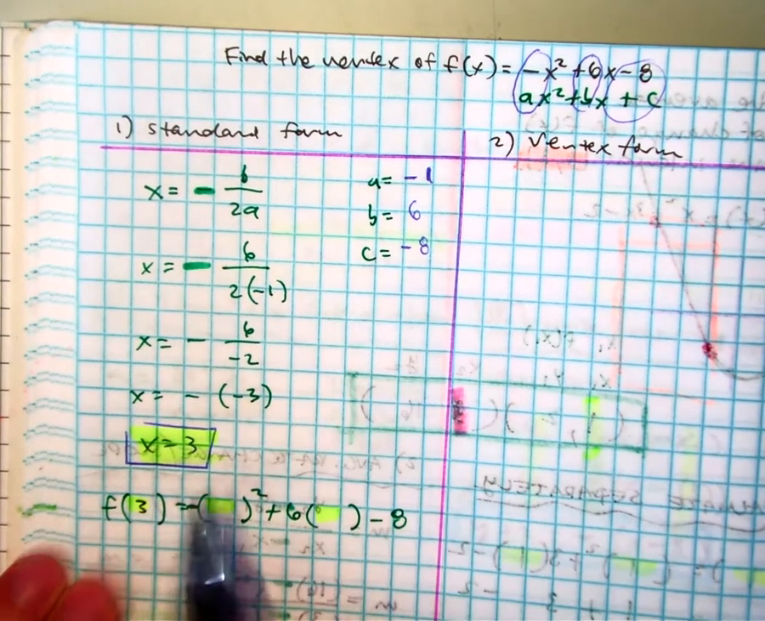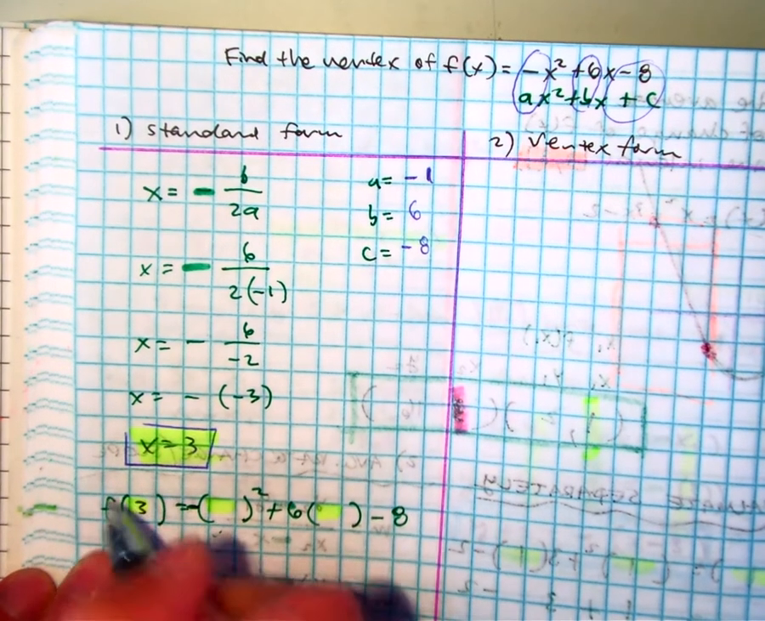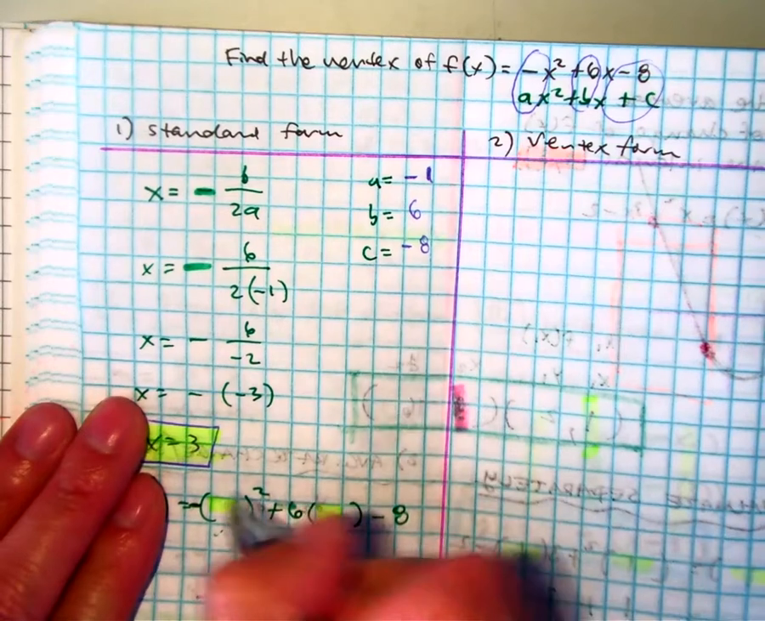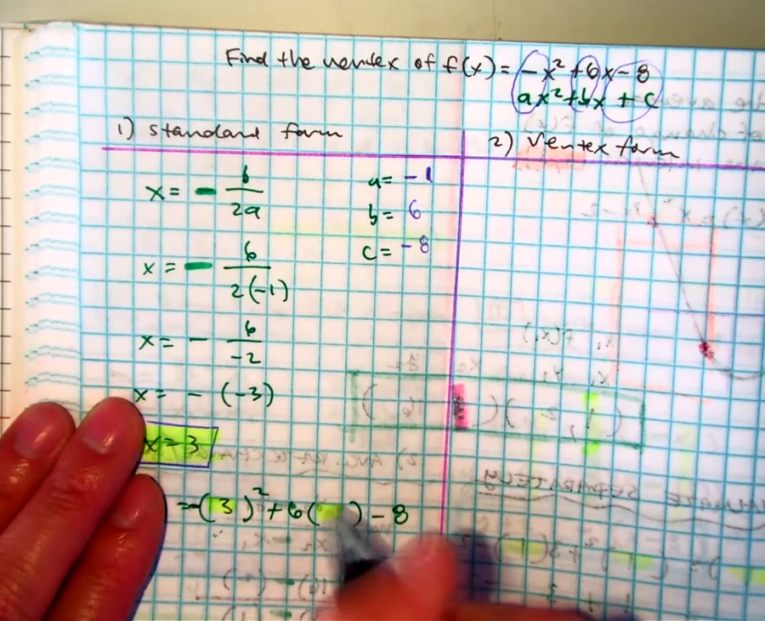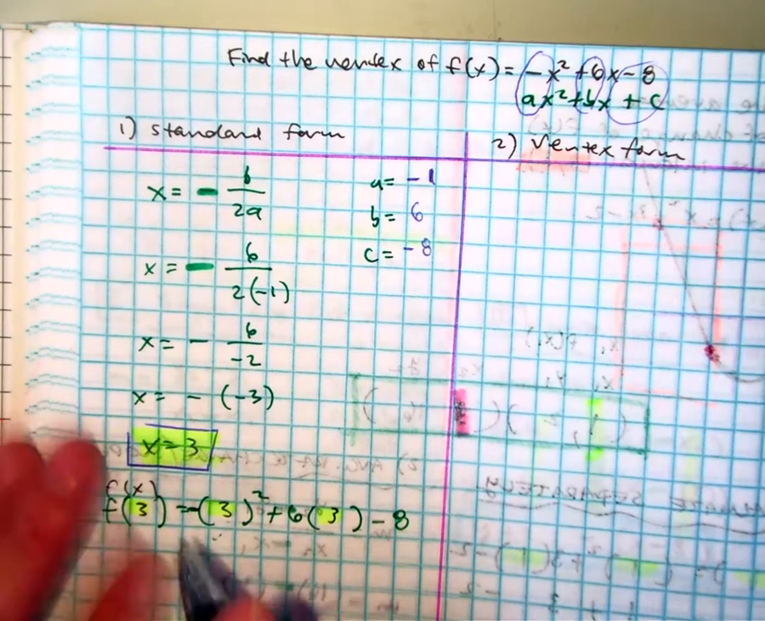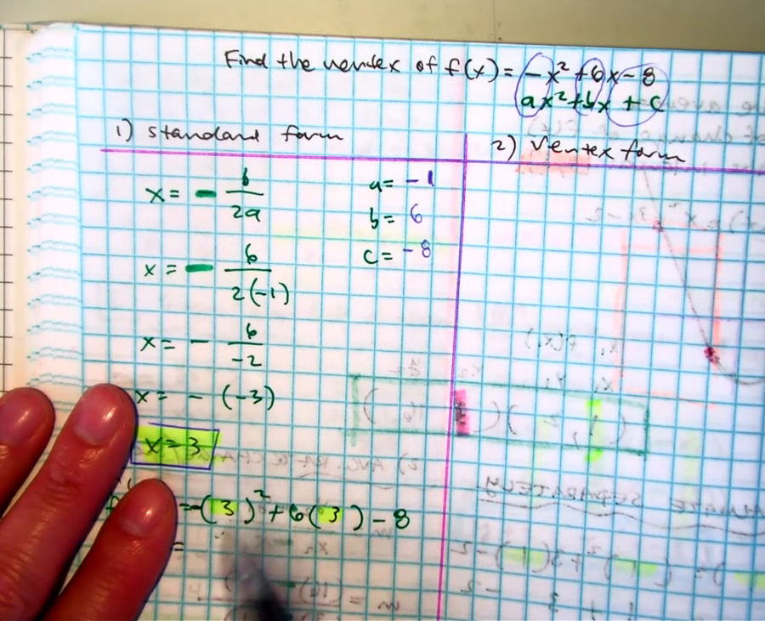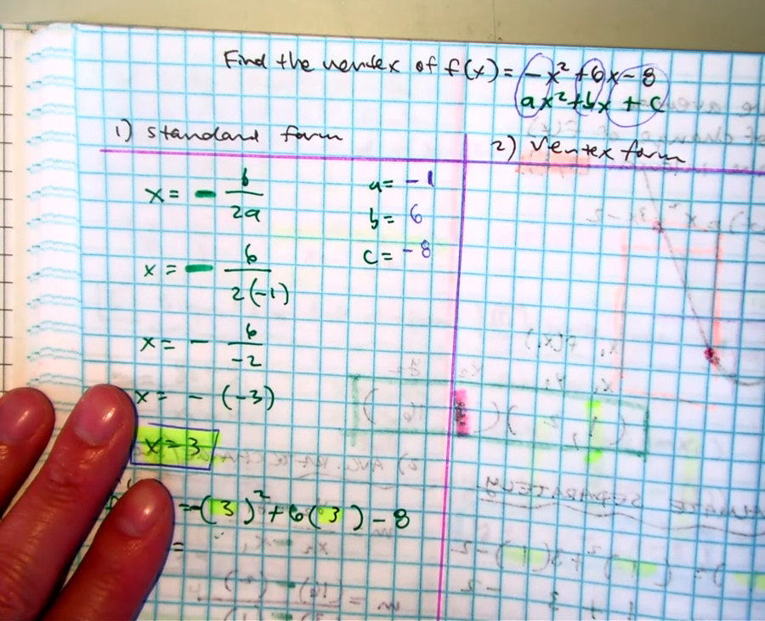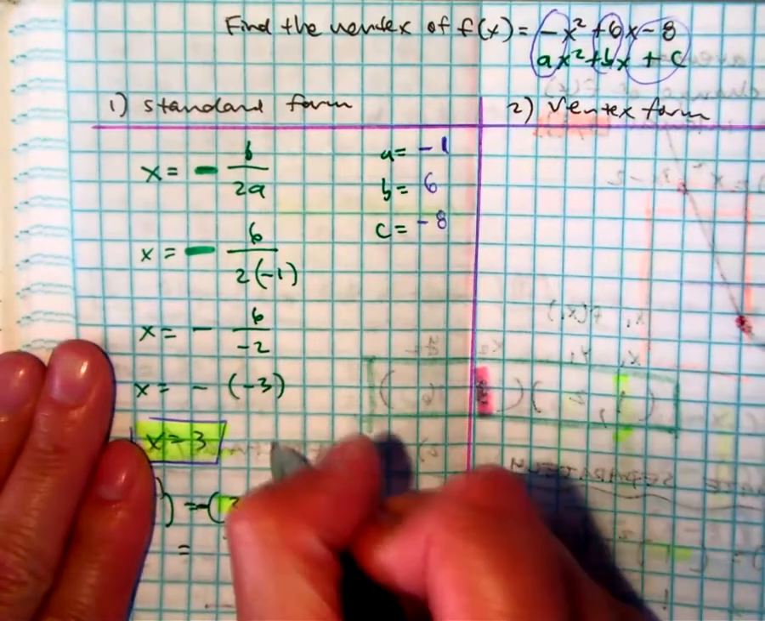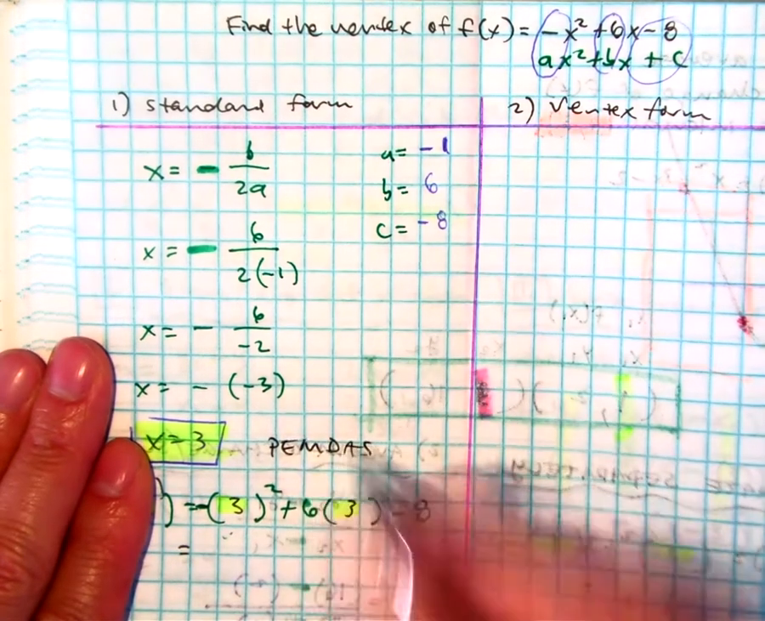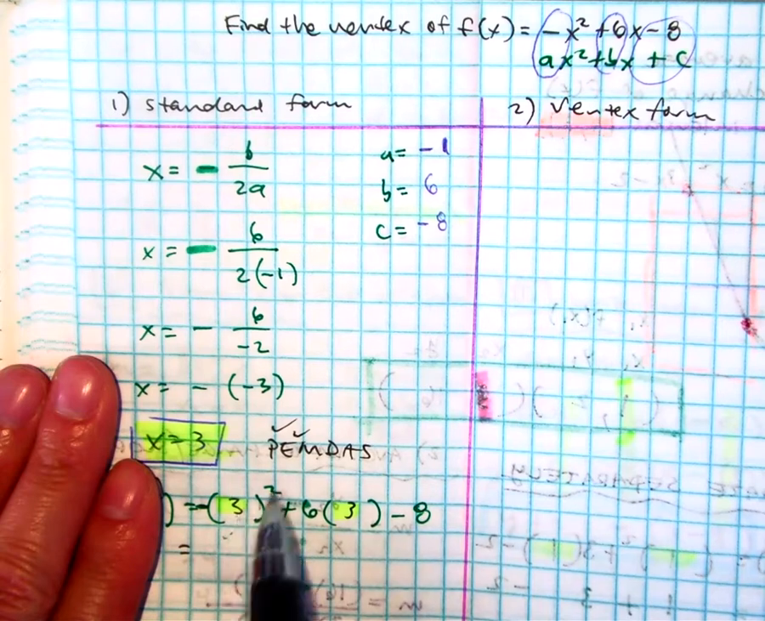So I have f of 3. If you don't remember, this is just basically a fancy way of saying we're putting in a 3 for every x value. So I have 3 squared, and the opposite of that, plus 6 times 3 minus 8. Class, should I do the exponent or the subtraction sign? PEMDAS tells you to use which one first? Exponents.